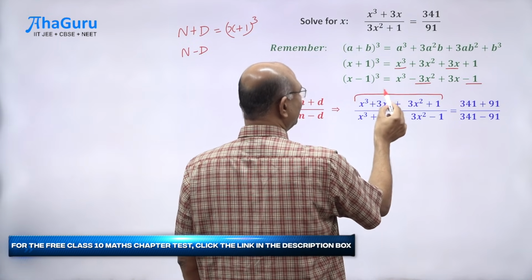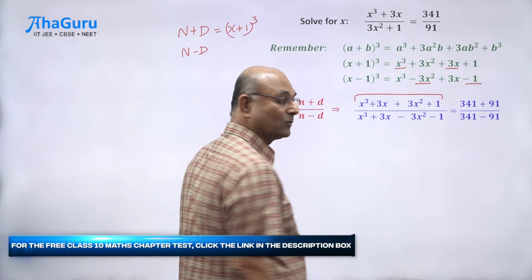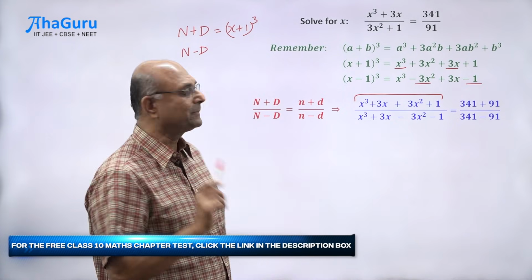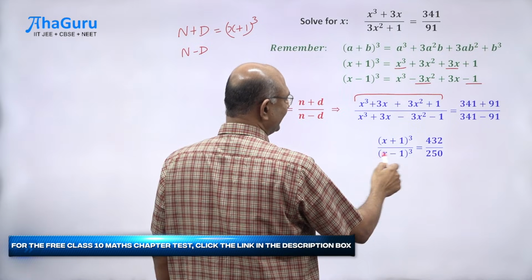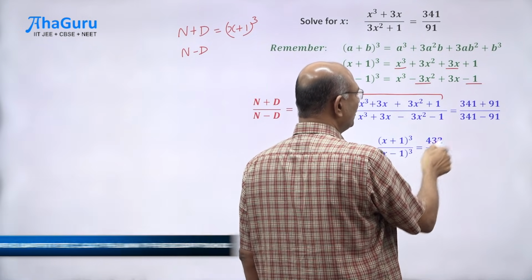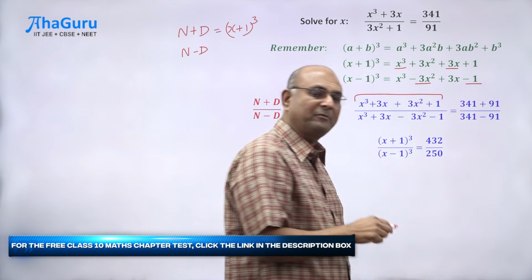x cube plus 3x square plus 3x plus 1 is x plus 1 whole cube. x cube minus 3x square plus 3x minus 1 is x minus 1 whole cube. So x plus 1 whole cube by x minus 1 whole cube is equal to the sum of these two, which is 432, divided by this minus this, which is 250.